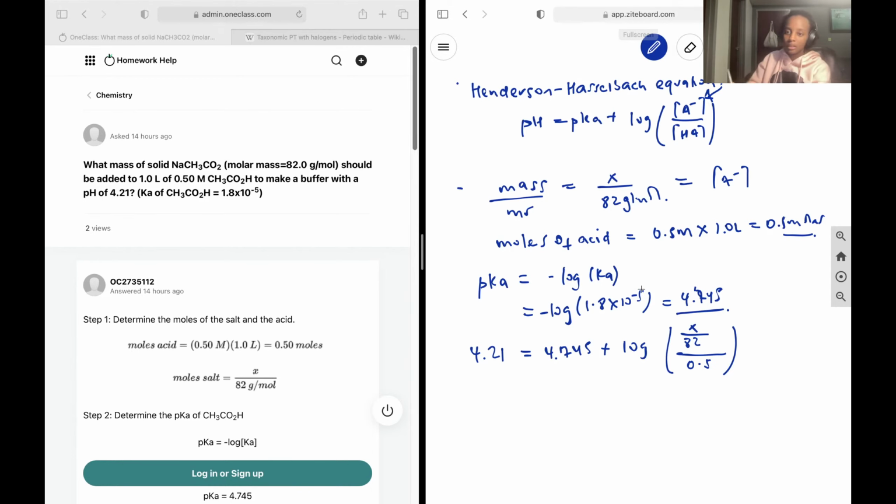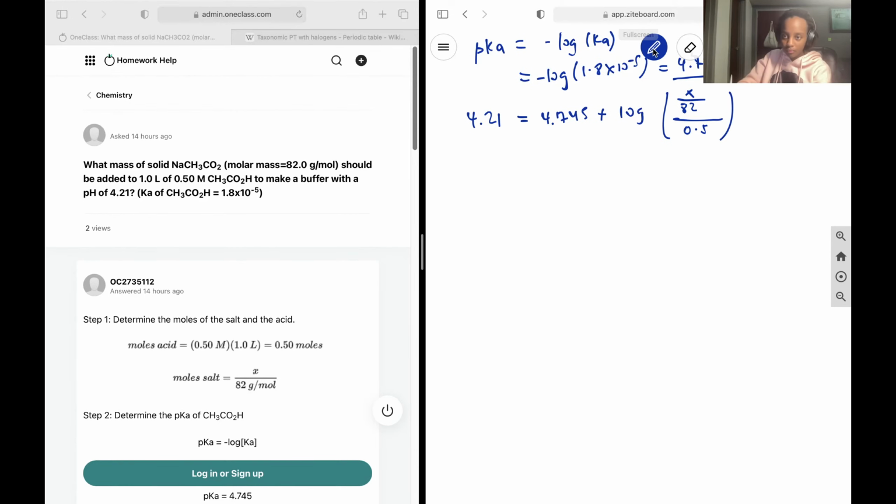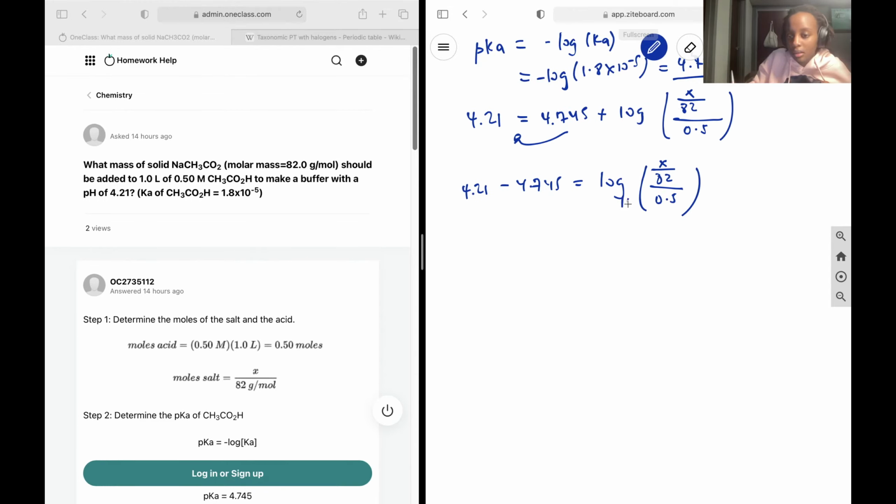And so now we just need to isolate x. So first we're going to subtract this. So 4.21 minus 4.745 is equal to the logarithm of x over 82 over 0.5. I'm going to use the exponent notation to rewrite this. And it becomes 10 to the power of 4.21 minus 4.745 is equal to x over 82 over 0.5.